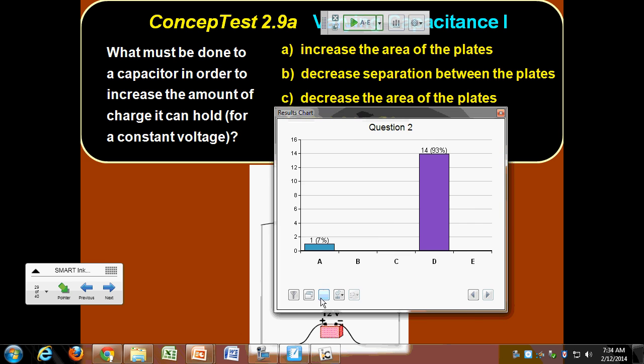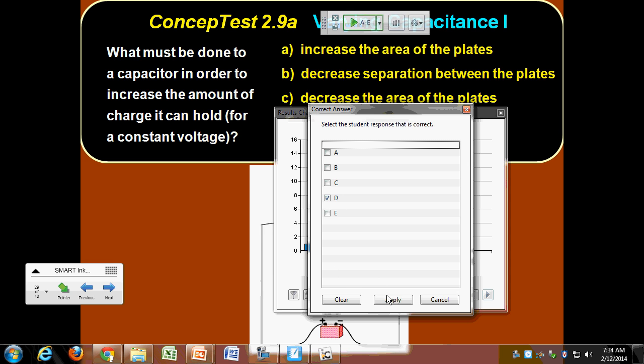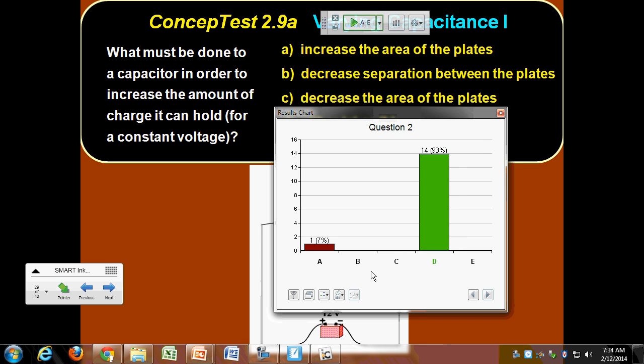Okay, that's right. D is the right answer. If you make those plates bigger, they can hold more charge, or if you move them closer together, they can hold more charge.